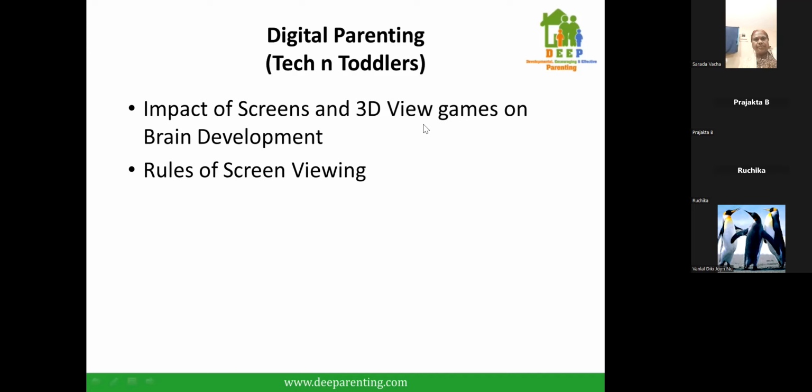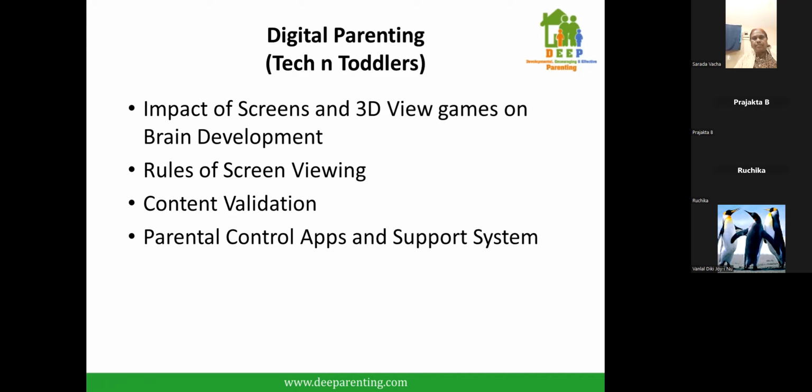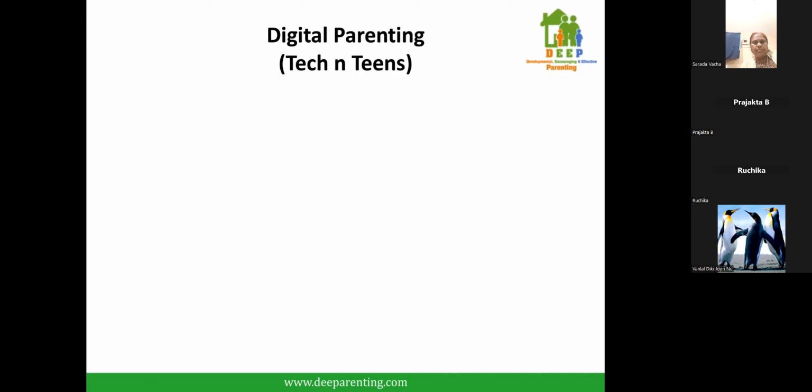There are 4 types of engagements in a day which help us keep them away from it: physical engagements, entertaining engagements, academic engagements, and non-academic learning engagements. So that helps them stay engaged. Rules of screen viewing are there, which you may not know much about, which we need to know. Content, and how to validate the content. There are parameters of content validation: language, behavior, action. Then what all parental control apps we have, the support system we have, and how to use it. This is related to toddlers.